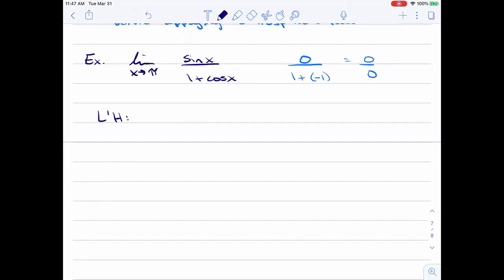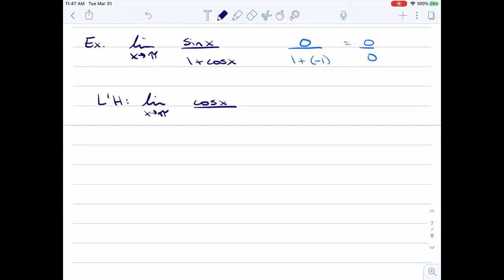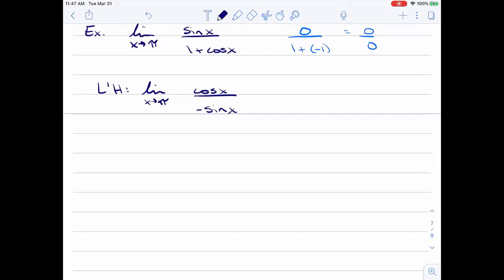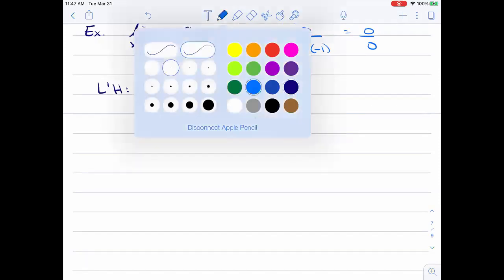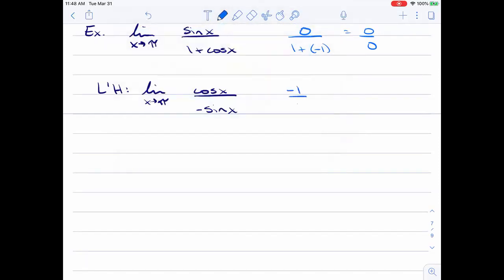So L'Hopital's rule says that I can take the limit as x goes to pi, the derivative of sine x is cos x, the derivative of 1 is 0, the derivative of cos x is negative sine x. So now if I plug in x equals pi here, I get -1 over 0. Therefore, the limit does not exist.